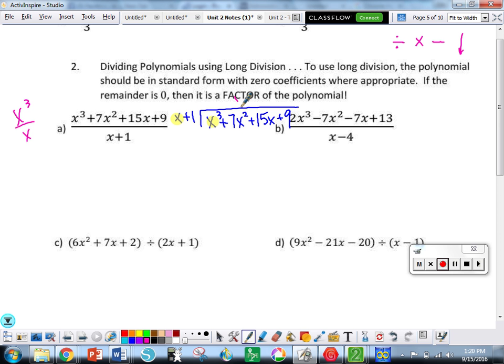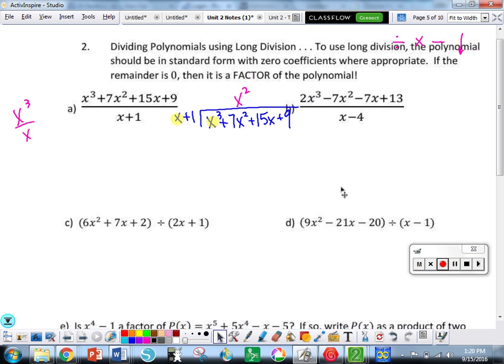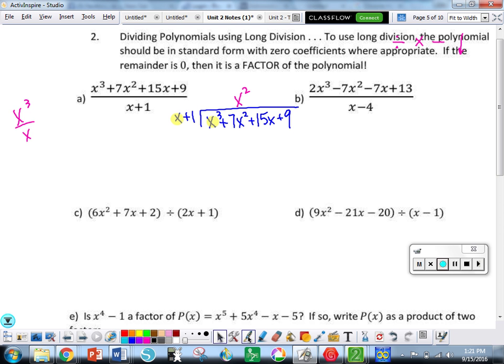I'm going to put my x squared right here, so that all of my x squareds line up in a nice long row. So the entire row will all be x squared.